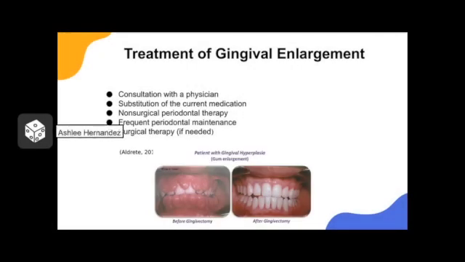Treatment of gingival enlargement includes consultation with the physician, substitution of the current medication, non-surgical periodontal therapy, frequent periodontal maintenance, and surgical therapy. Surgical therapy, though, is the most common way to get rid of gingival overgrowth. It should also be noted that if plaque cannot be controlled, overgrowth of the gingival enlargement can occur at a more rapid rate.